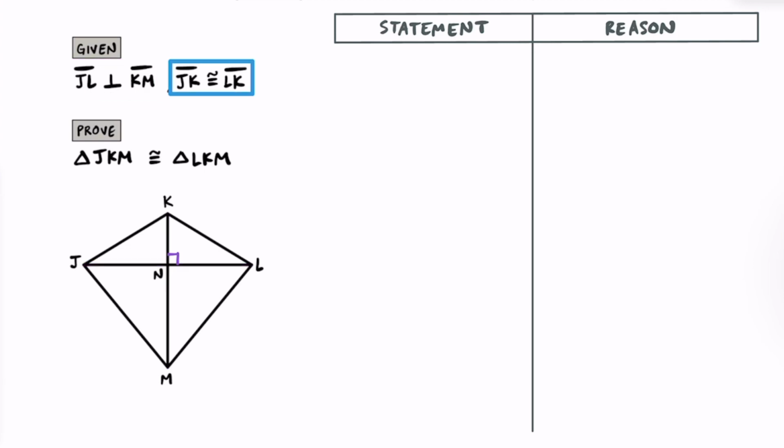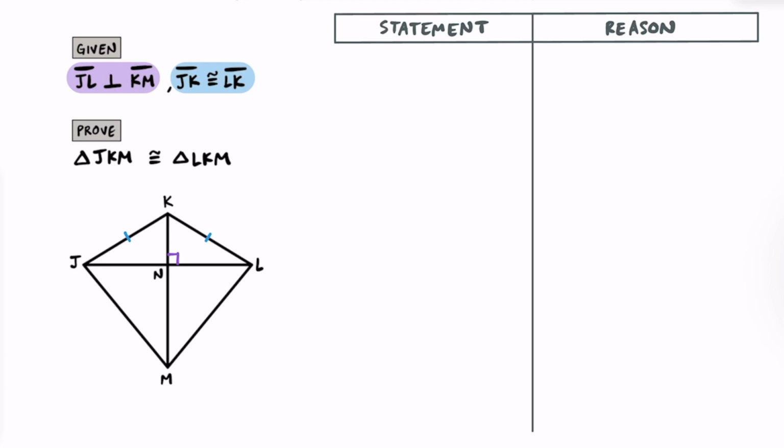We're also told that segment JK is congruent to segment LK. That's this segment right here, and this segment right here. This should be helpful later because it looks like these two segments are corresponding segments to their respective triangles. Let's just go ahead and mark these two segments for now so we know that they are congruent for later.